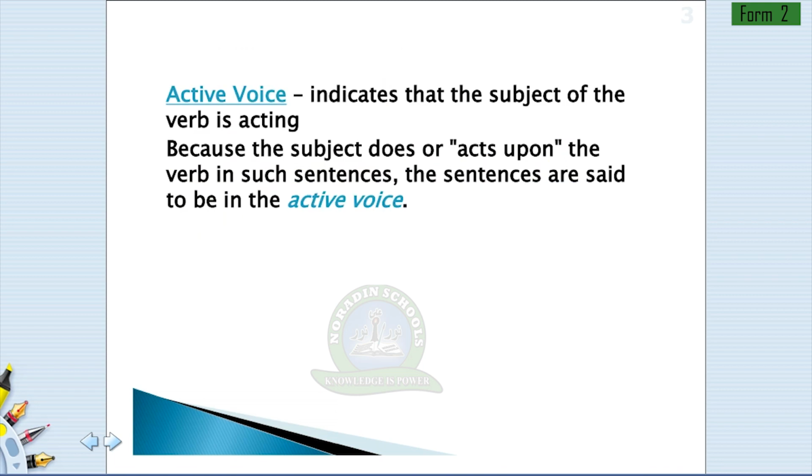Active voice. What is an active voice? Active voice indicates that the subject of the verb is acting. The subject of that verb is doing something. Because the subject does or acts upon the verb in such sentences, the sentences are said to be active voice. That means in these sentences the subject does the action, they don't receive it. So this is an active voice.